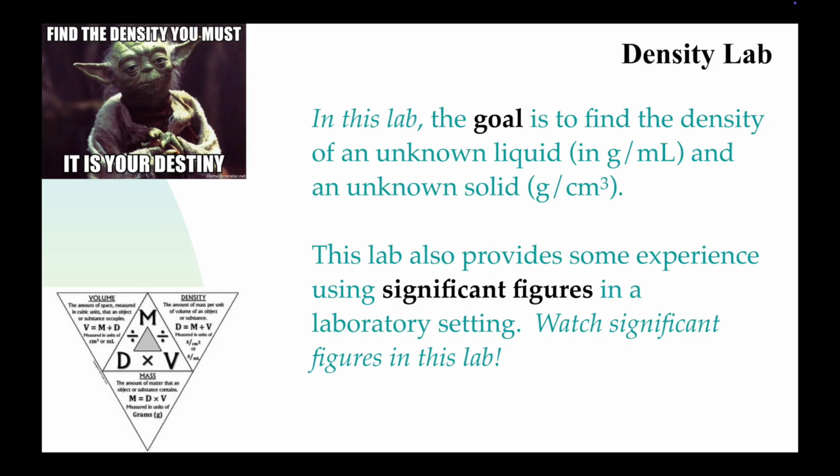So the goal of this lab, you'd find the density of an unknown liquid, in grams per milliliter, and also the density of an unknown solid in grams per centimeter cubed. And the liquid part, again, pretty chill. You would use the volumetric flask and the mass balance. For the solid, you would use the displacement method to find the volume of the solid. The mass comes from the balance.